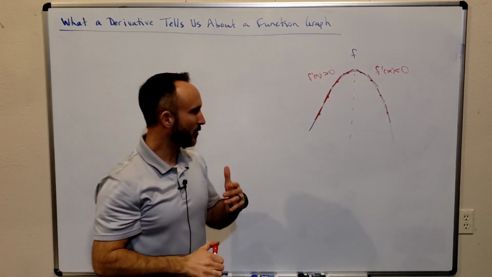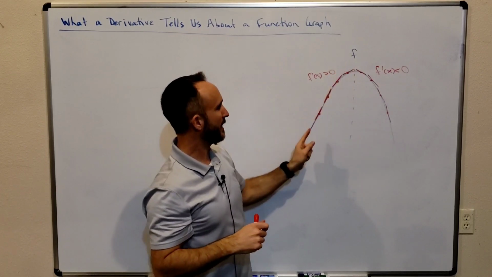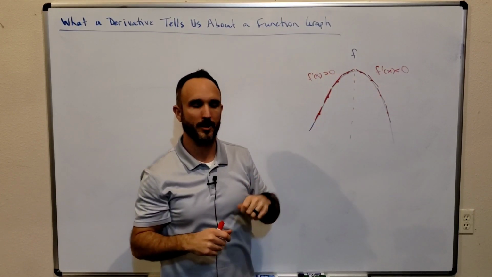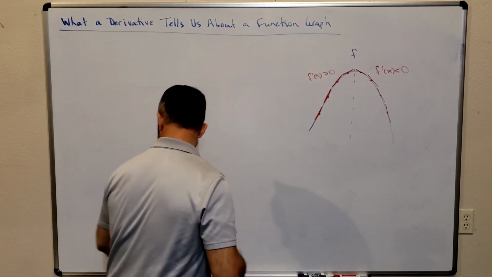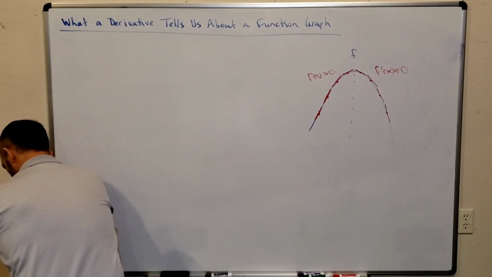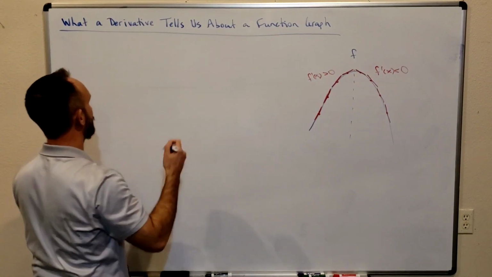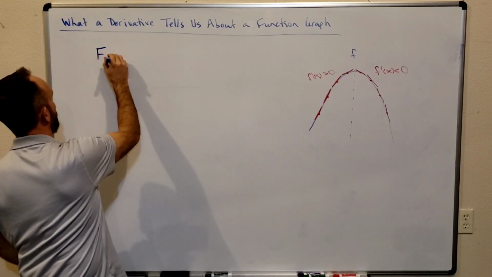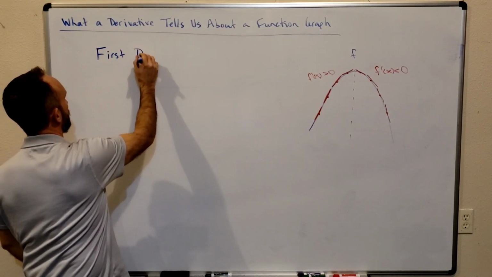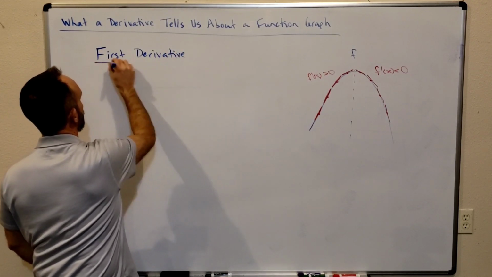Okay? And so this indicates certain behavior about the function f, that blue curve that I drew initially. And so this is what the first derivative tells us. So we'll label this first derivative. We'll see what the first derivative tells us.